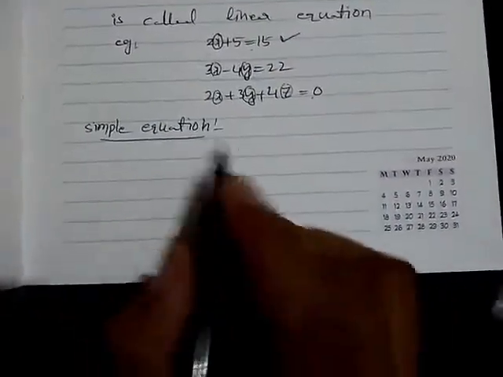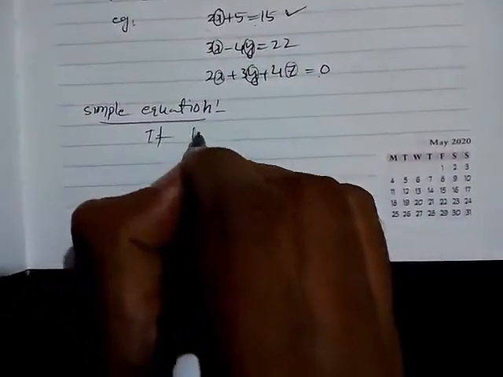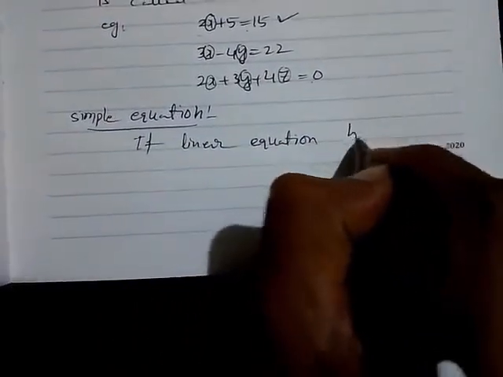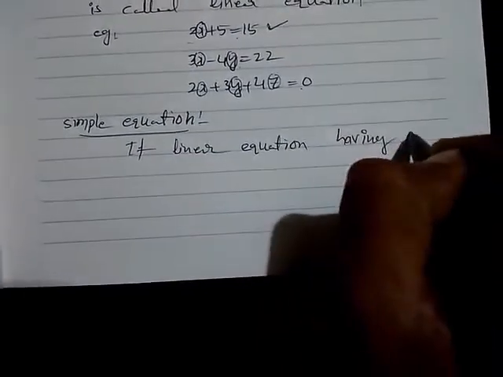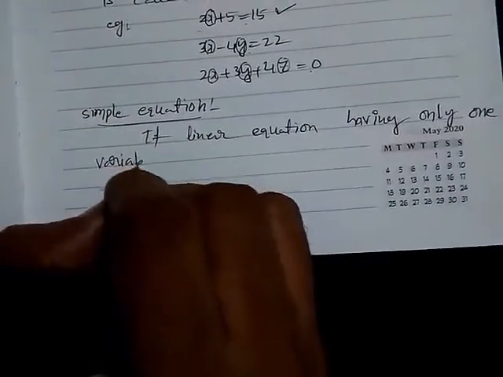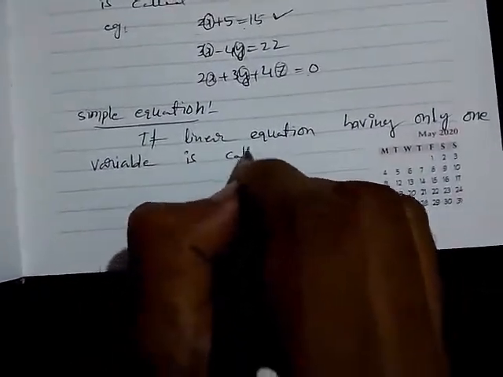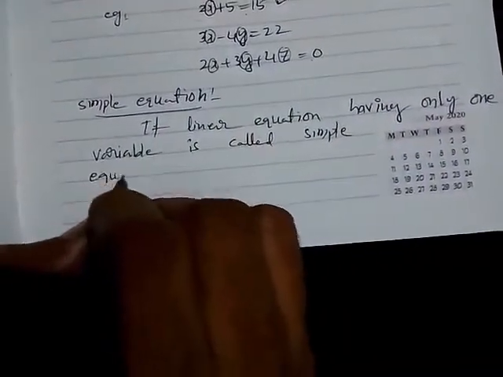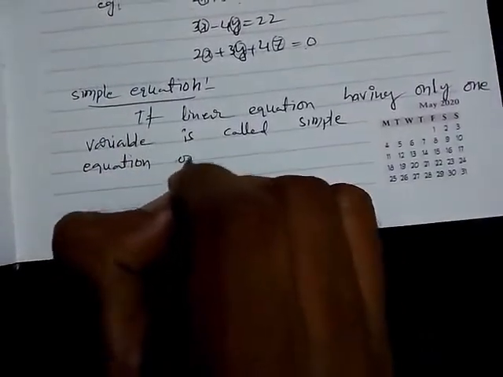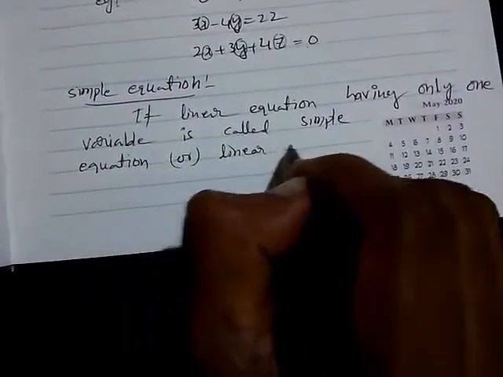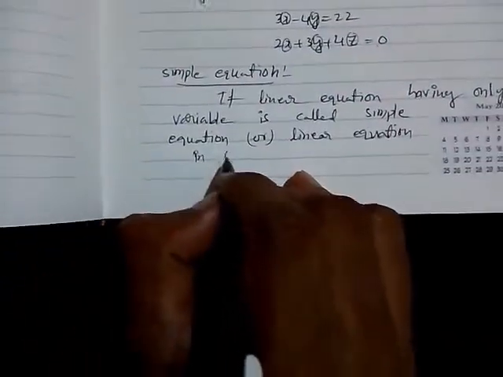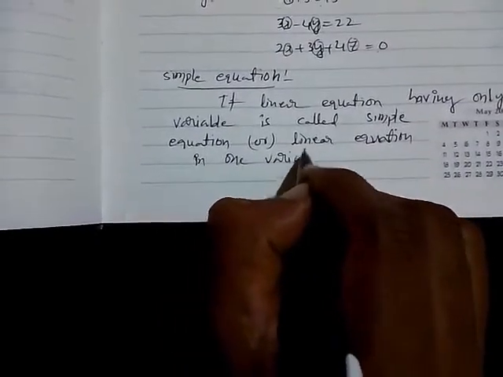Now simple equation. If linear equation having only one variable is called simple equation or linear equation in one variable.